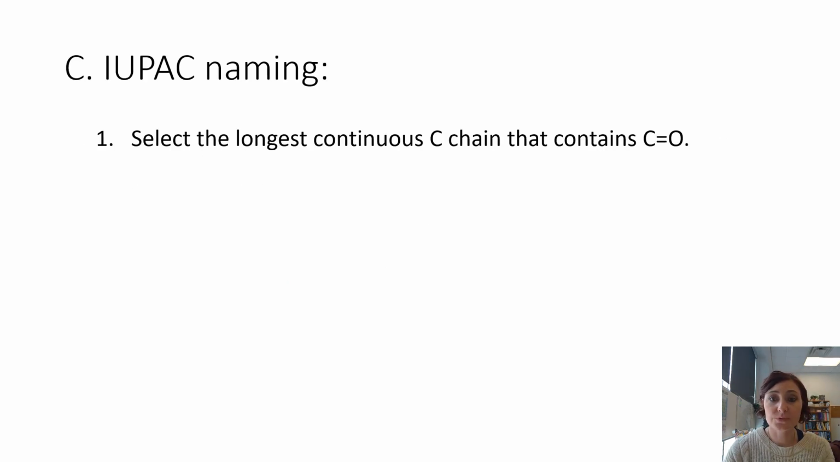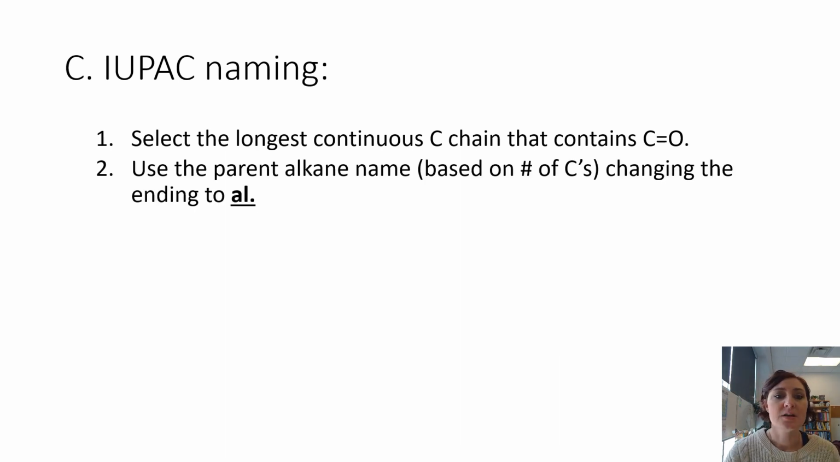All right, let's go over the rules for IUPAC naming of aldehydes. We're going to start the same place we always start. We are going to select the longest continuous carbon chain that contains the carbonyl. We're going to use the parent alkane name, so this is based on the number of carbons. And we're going to change the parent alkane name to the ending AL, so we're going to remove the E and add an AL at the end for aldehyde.